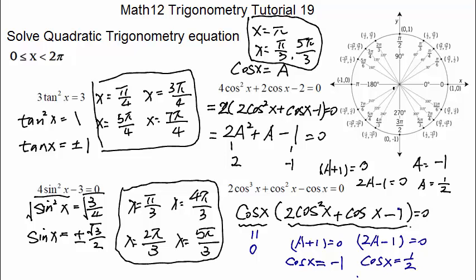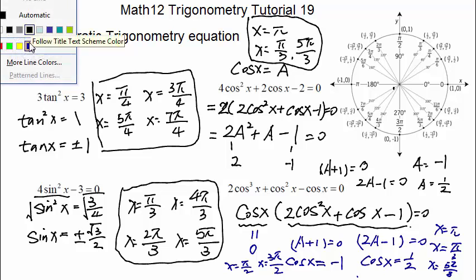So these two will give exactly the answers here, which is x equals pi, x equals pi over 3, x equals 5 pi over 3, and then the last one, cosine x equal to 0. So cosine x equal to 0, we got two solutions here. So x equals pi over 2, or 3 pi over 2. So x equals pi over 2, and x equals 3 pi over 2. So we have 5 solutions in total.